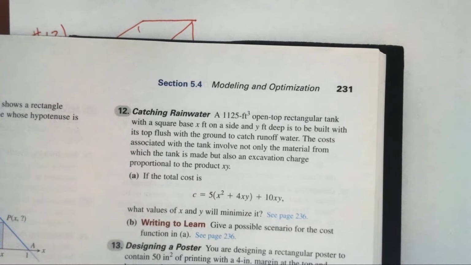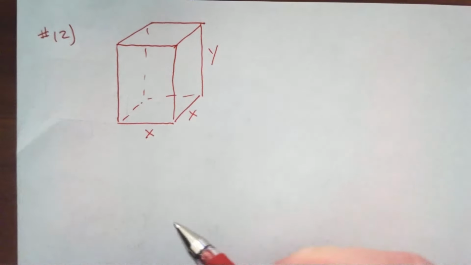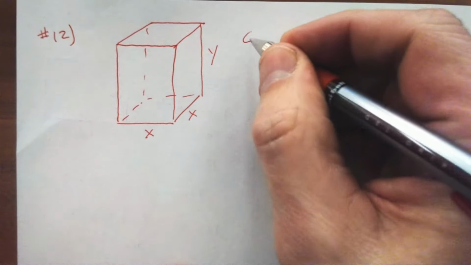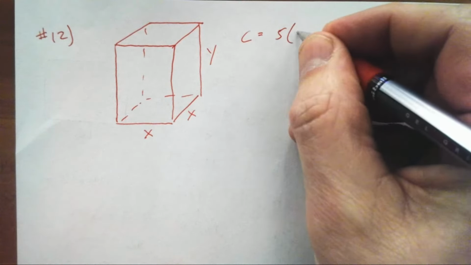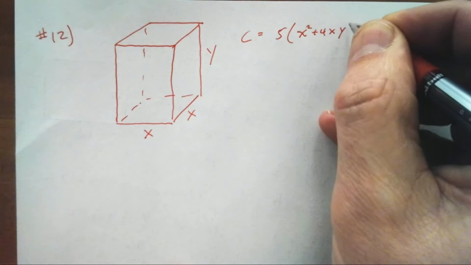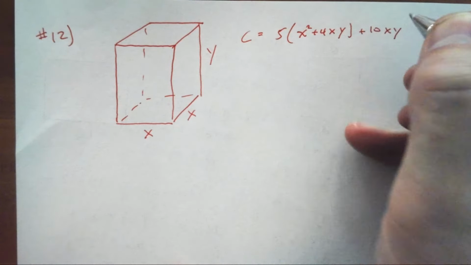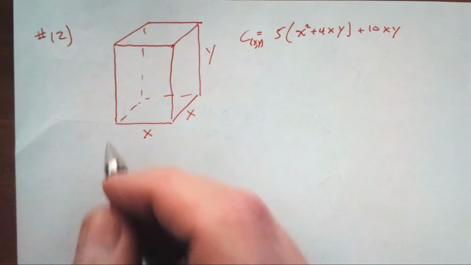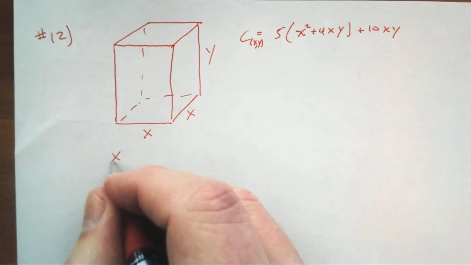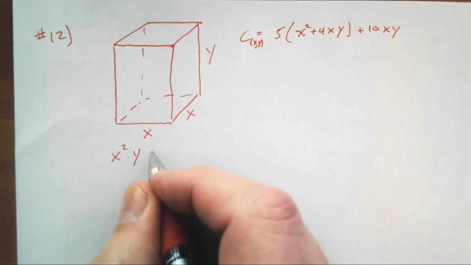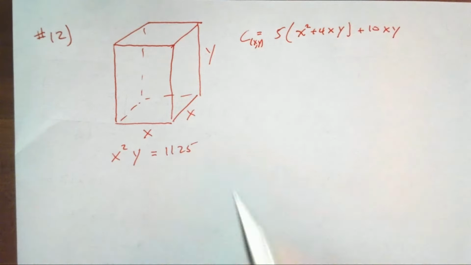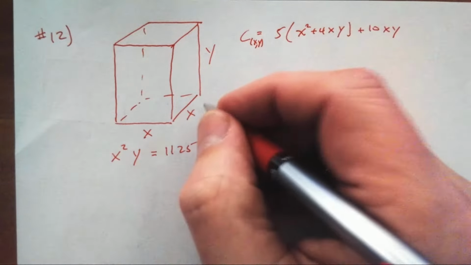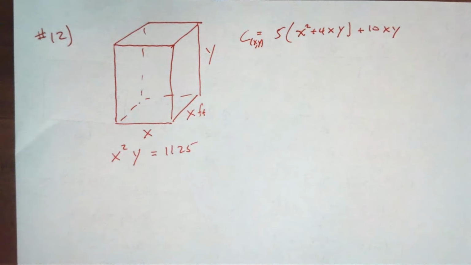The costs associated with the tank involve not only the material from which the tank is made, but also an excavation charge proportional to the product xy. All right, so we are given the cost is 5 times x squared plus 4xy plus 10xy. So that is basically cost as a function of x and y. But what we also are given is that the volume, which is x squared y, is equal to 1125 feet cubed. So these guys are feet.